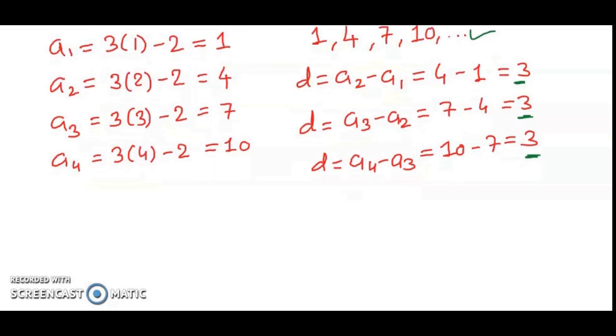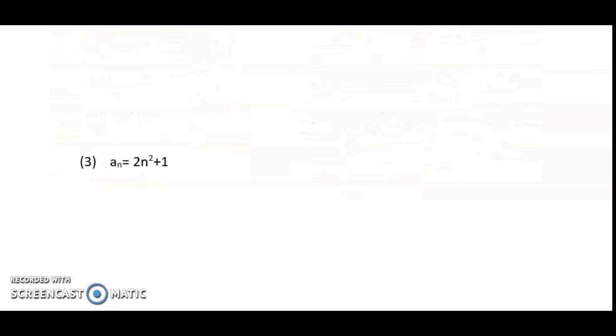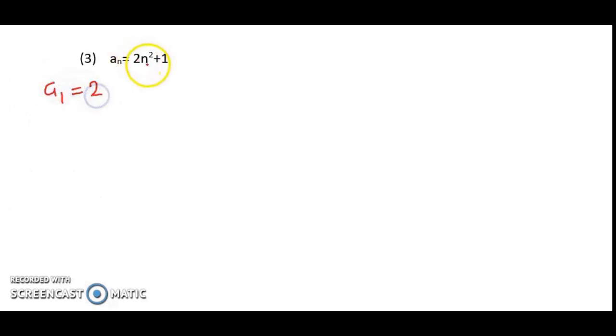So let's see one more problem. Your an is equal to 2n square plus 1 is given. Let's check whether this will form the arithmetic progression or not. So first of all, find out the list of numbers. To find out the first term, we will put 1 in place of n here. So this will be 1 square, that is 1, multiplied by 2 plus 1, so we will get the answer 3.